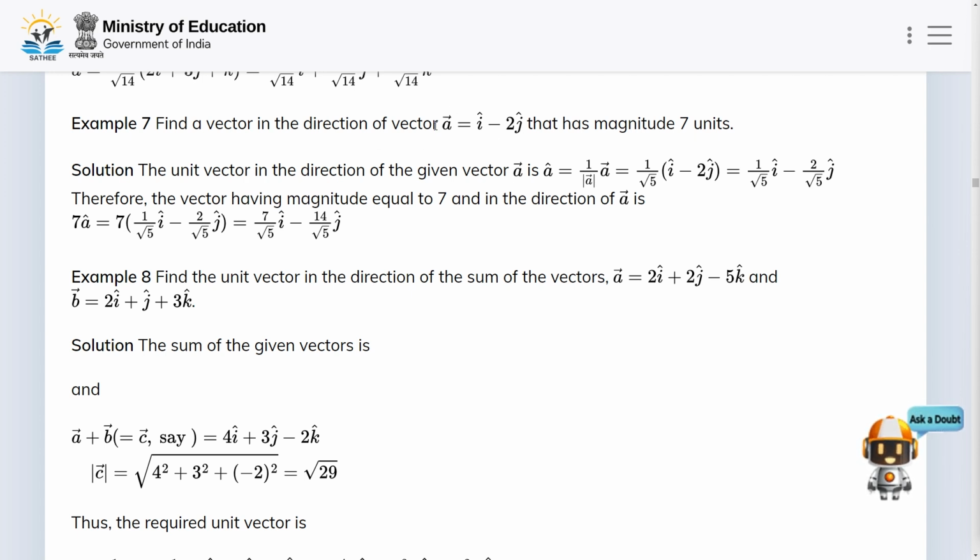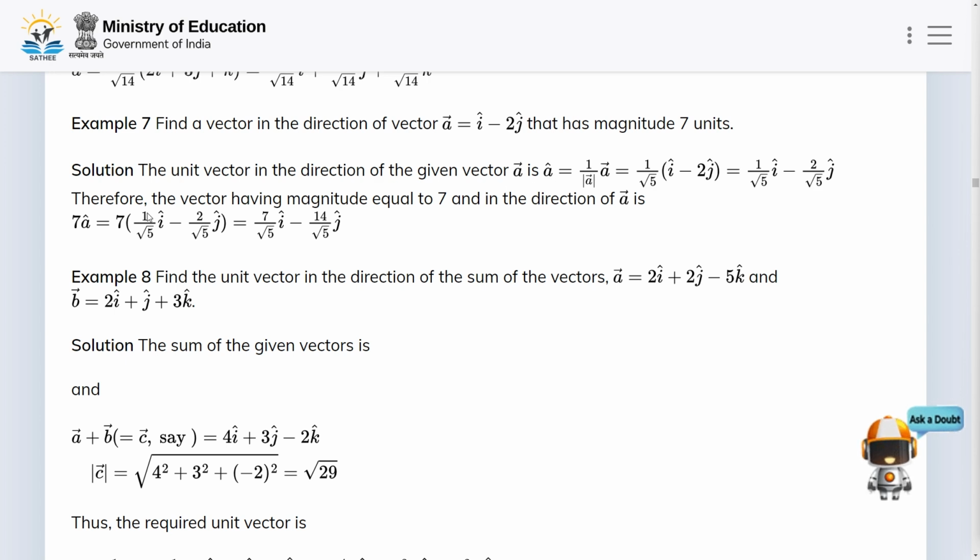Now you have to find a vector in the direction of this vector that has magnitude 7. So in order to find a vector in this direction, and that vector's magnitude must be 7 units, how are you going to find it? Quite simple. First of all, find the unit vector of this. In order to find the unit vector, you have to divide this vector by its magnitude. The magnitude will be root of 1 square plus minus 2 square, so this will be root 5, as you can see. 1 by root 5 i hat minus 2 divided by root 5 j hat will be your A hat. This means the unit vector of A.